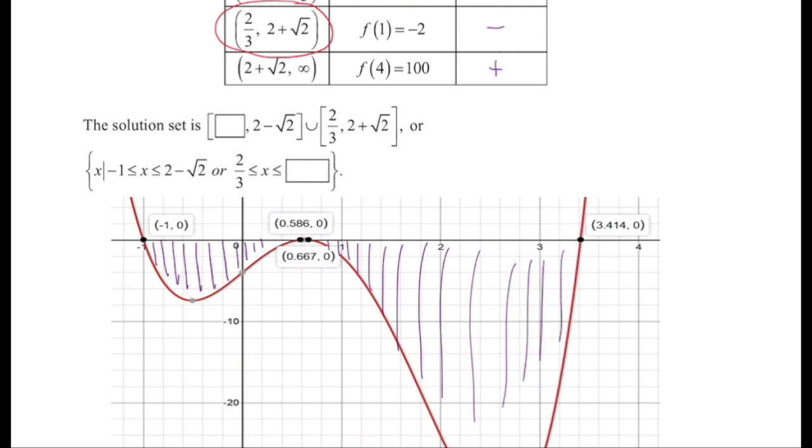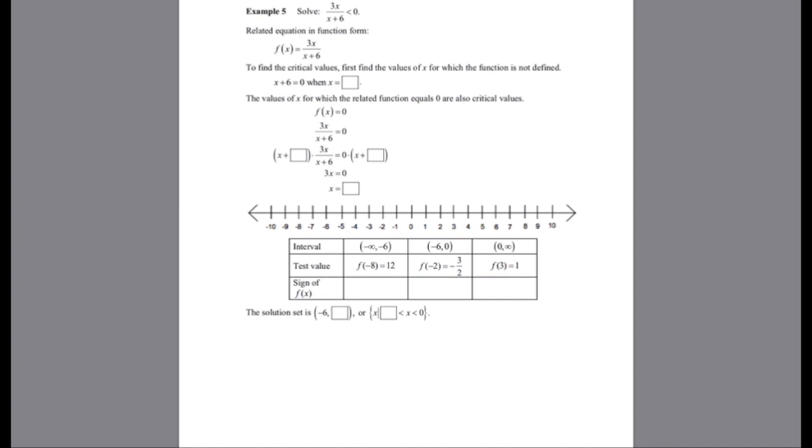So we've got ourselves the interval, inclusive because it was less than or equal to, between -1 and 2 minus square root 2, union, also inclusive, 2/3 to 2 plus square root 2. Or we can write it in set builder notation here: x such that x has to be in between those two values, or x such that x has to be in between 2/3 and 2 plus square root of 2. Again, using decimals to help us graph so we can actually see things come together as we're building is essential.